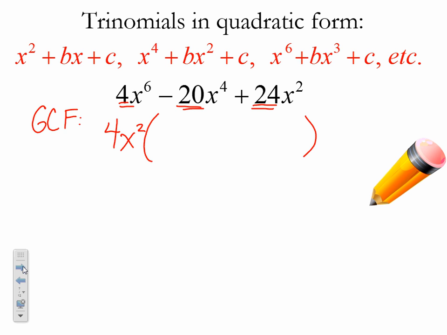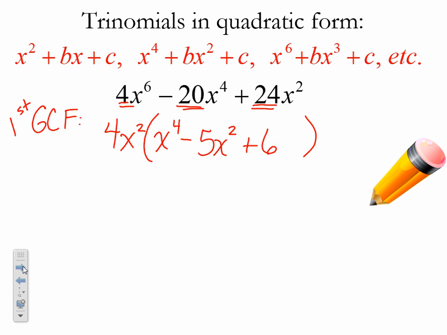And see what this problem looks like after I do that. If I take it out of the first term, 4 divided by 4 is 1, x to the 6th, but I'm dividing out an x squared. That would leave me with x to the 4th. 6 minus 2 is 4. Negative 20 divided by 4 is negative 5, and he'd have x squared left. And then 24 divided by 4 is 6. He had x squared, but I'm taking him out, so he doesn't have any x's left. So the first thing I did is greatest common factor.